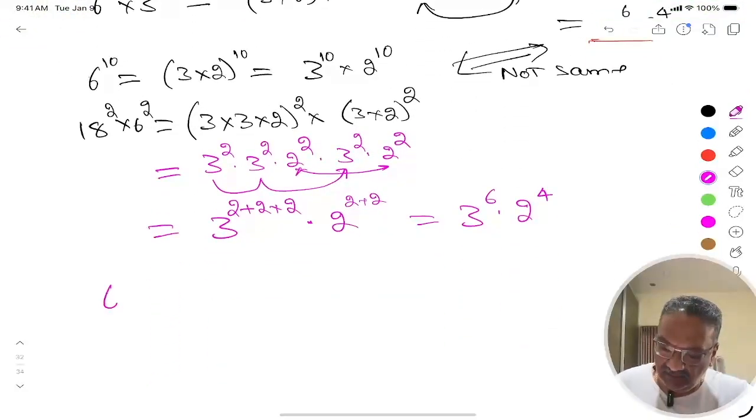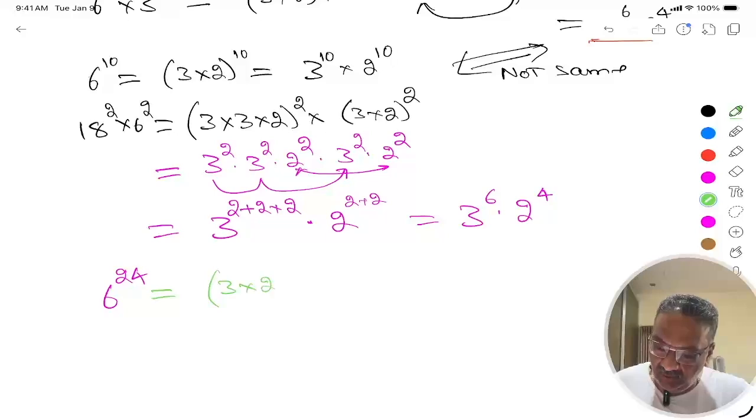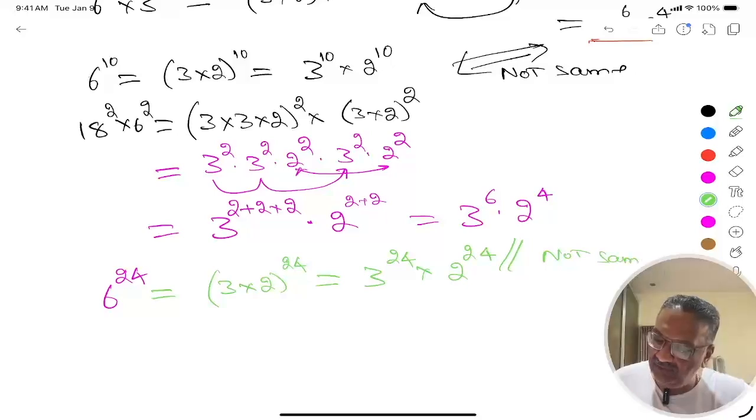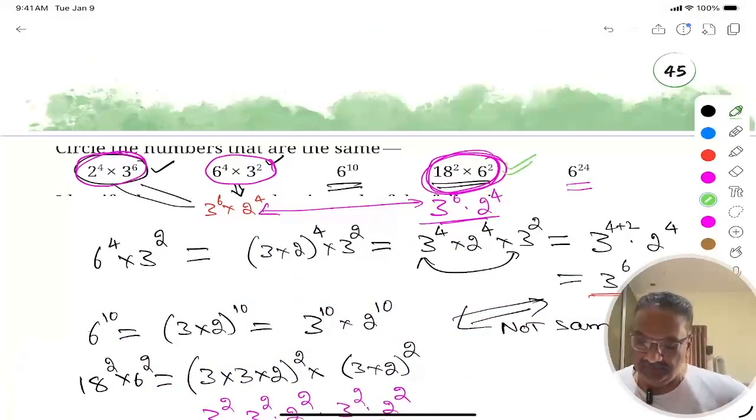Then 6 to the power of 24. 6 to the power of 24 is equal to, 6 can be written as 3 into 2 to the power of 24, equals 3 to the power of 24 into 2 to the power of 24. Are these two same? Not same. Okay. So we have got these three numbers as same. These three are same. Okay.